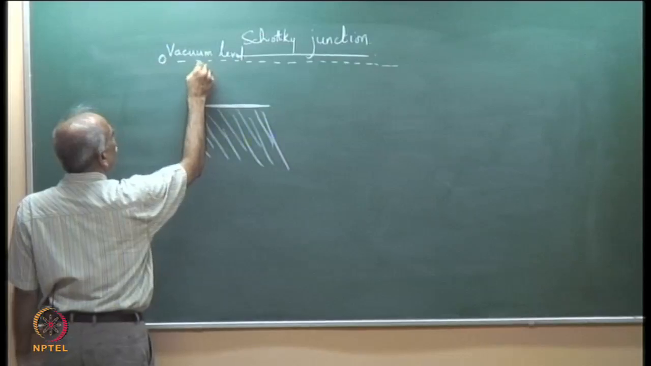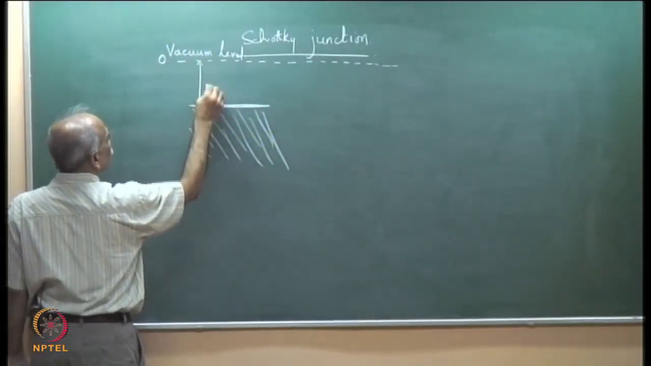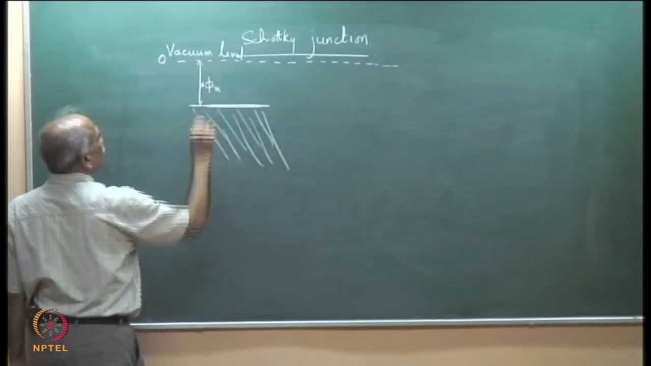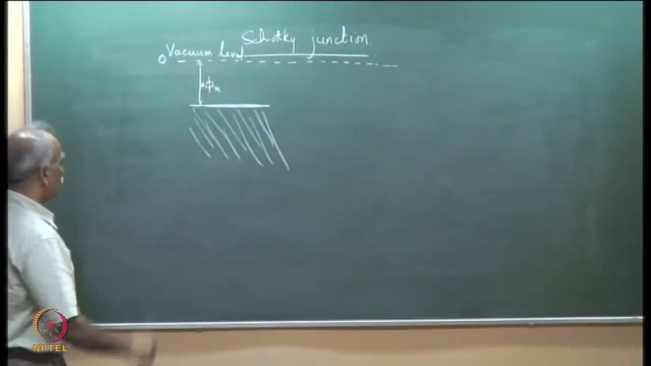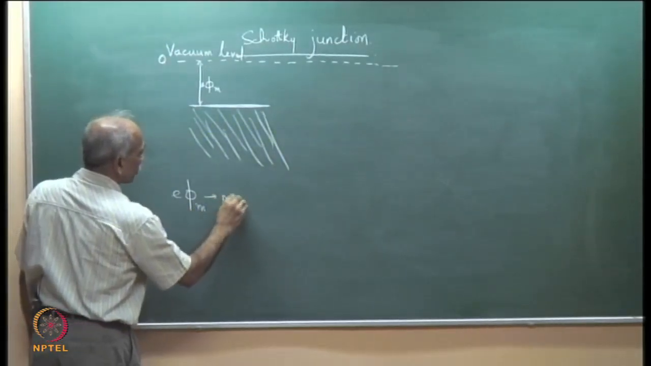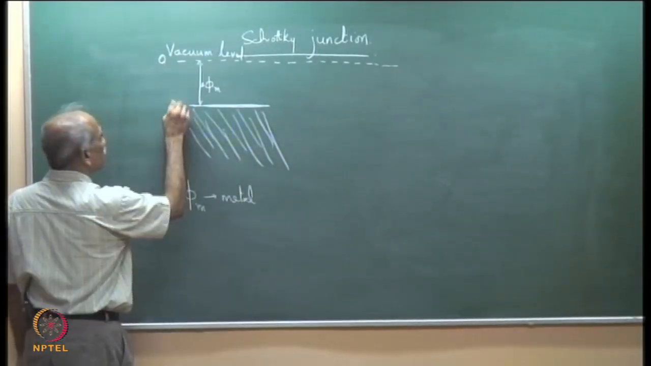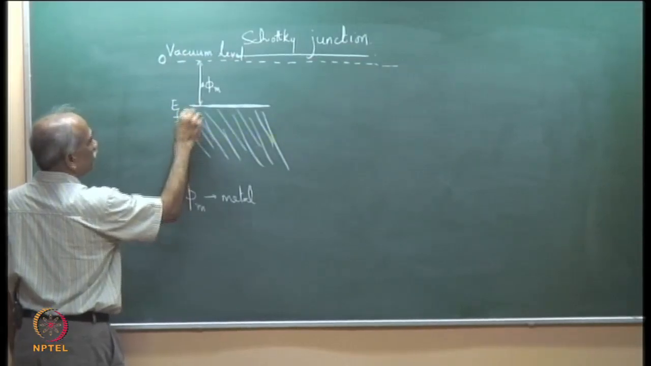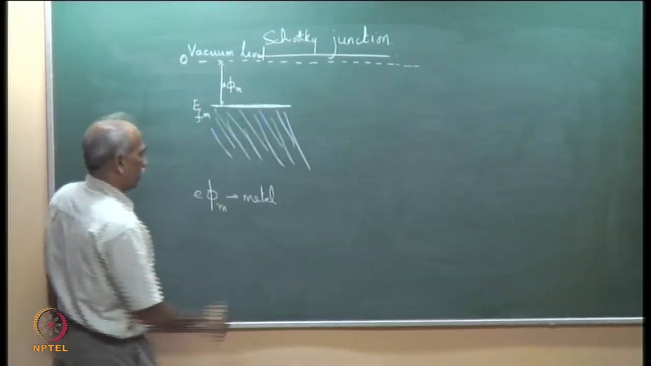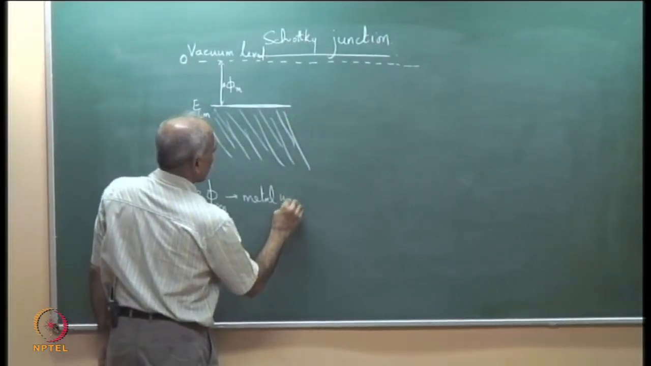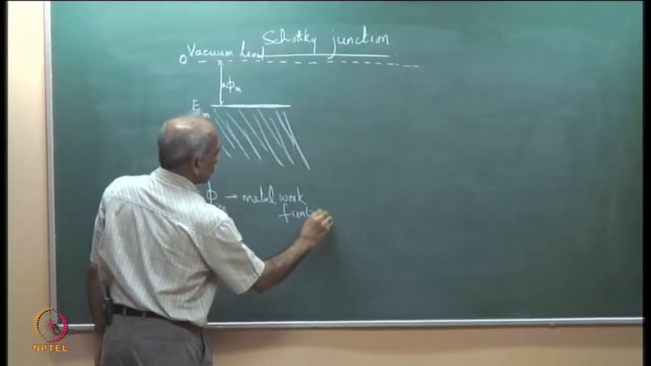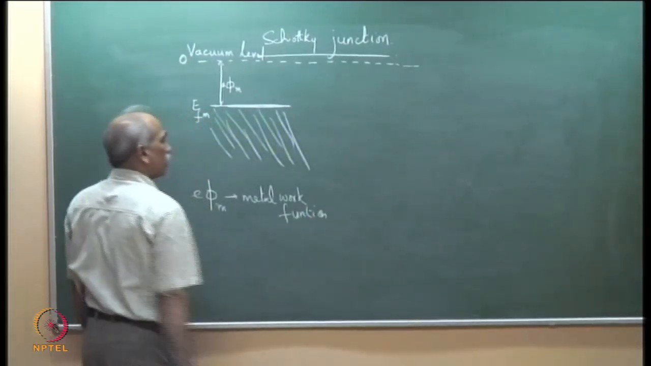So the typical work function here is the metal work function phi m, E times phi m. Phi is normally used as the notation for potential. So E phi m is the metal work function. And this is E F m, the Fermi energy for metal. So this is the metal work function.